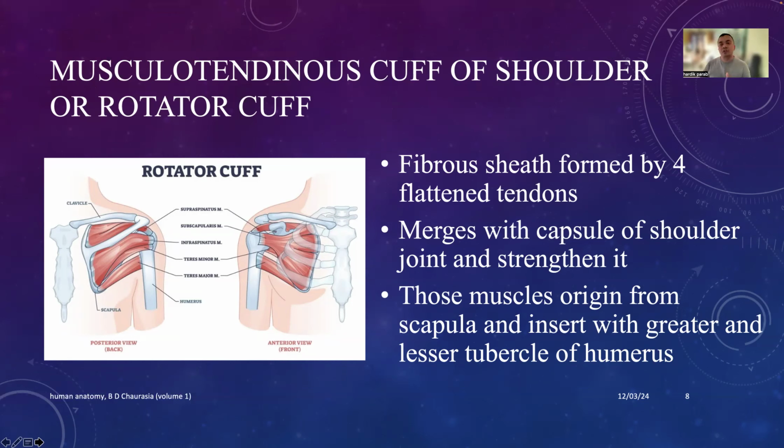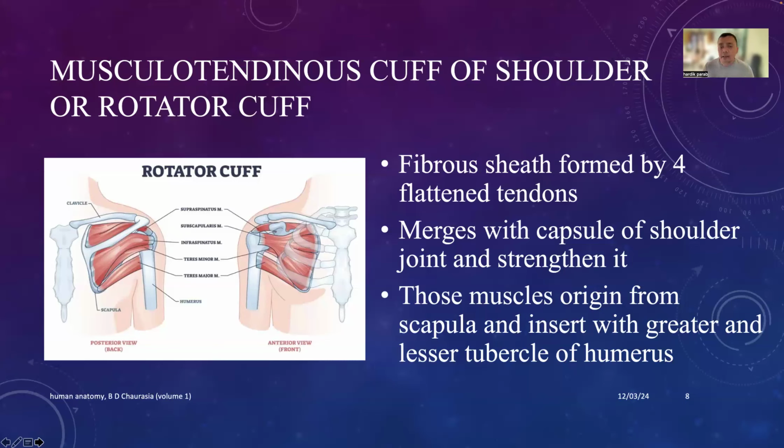So it's a fibrous sheath formed by four flattened tendons. Which are those tendons? Those tendons are arising from the scapula. मतलब कि आपके supraspinatus, infraspinatus, teres minor, and subscapularis. All these four muscles. Teres major is not a part of rotator cuff, but the rest four muscles, वहां से जो scapula से origin हो रहे थे और humerus के upper part में आके insert हो रहे थे, वो आपके रोटेटर कफ को बनाने के लिए हेल्प करेंगे.